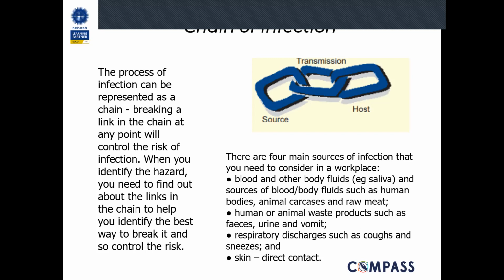Secondly, human or animal waste products such as feces, urine, and vomit. There's quite a lot of biological agents associated with feces, urine, and vomit, therefore problematic, particularly for children or vulnerable older people as well. Respiratory discharges, coughs and sneezes, and then finally skin, known as direct contact.